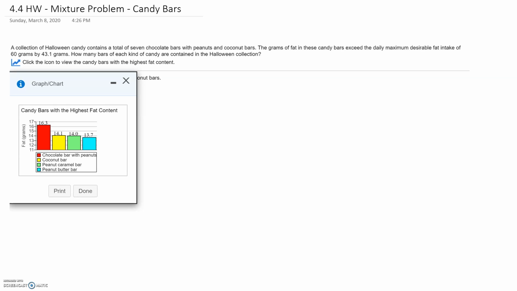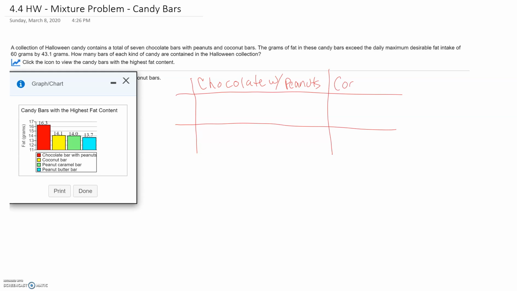So there is a lot of information, and I think the easiest way to do this type of problem is to actually start by putting all the information into a table. So I would start with a table where I say, okay, let's see, what do I have here? I've got chocolate with peanuts and coconut bars. My table is actually going to have to get a little bit bigger. And then I have some totals over here.